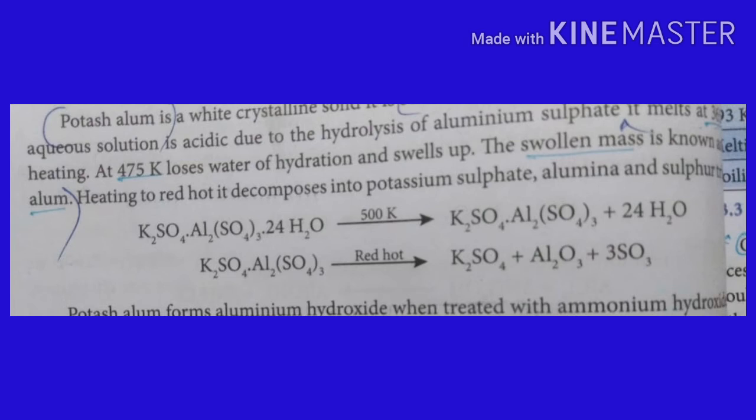This is a very important question. Sometimes they may ask it for 2 marks. So what is burnt alum? Burnt alum is nothing but when potash alum is heated up to 475 Kelvin, it loses water molecules and swells up, and that swollen mass is known as the burnt alum. On red hot heating, it decomposes into potassium sulfate, alumina and sulfur trioxide.